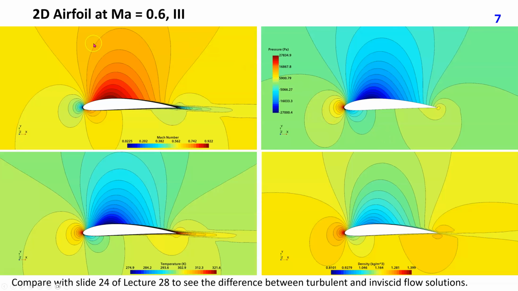These 4 plots show Mach number, pressure, temperature, and density variation around the airfoil. When comparing this slide with slide 24 of lecture 28, we see that the solutions are similar away from airfoil. However, we see here that a boundary layer is formed near airfoil wall and is getting thicker toward the trailing edge, while there is no boundary layer at all in inviscid flow solutions. The effect of the wall boundary layer is visible in the wake as well.